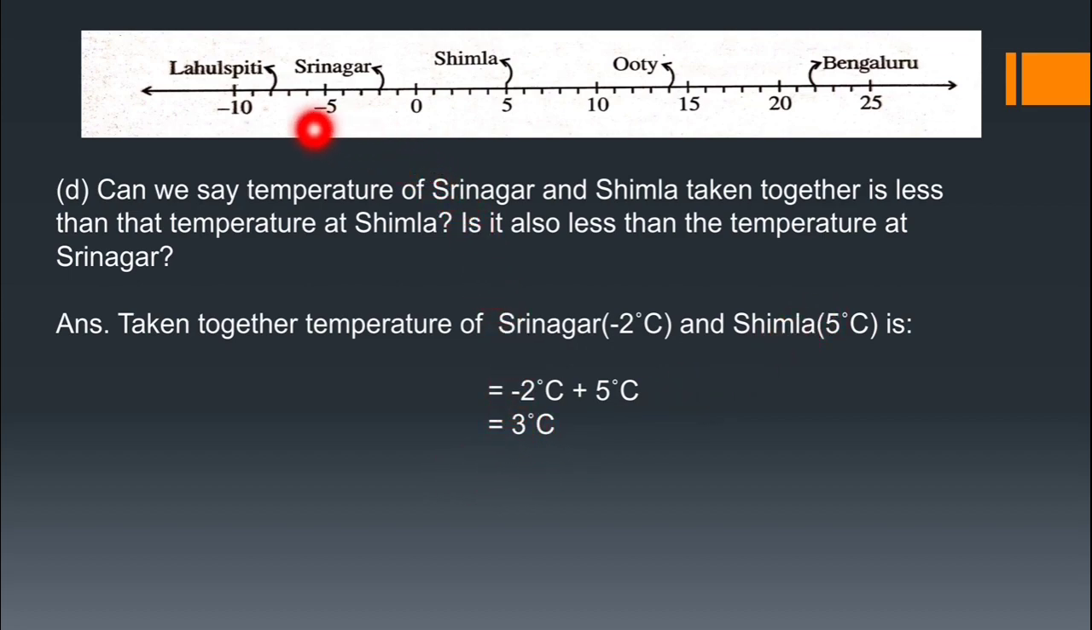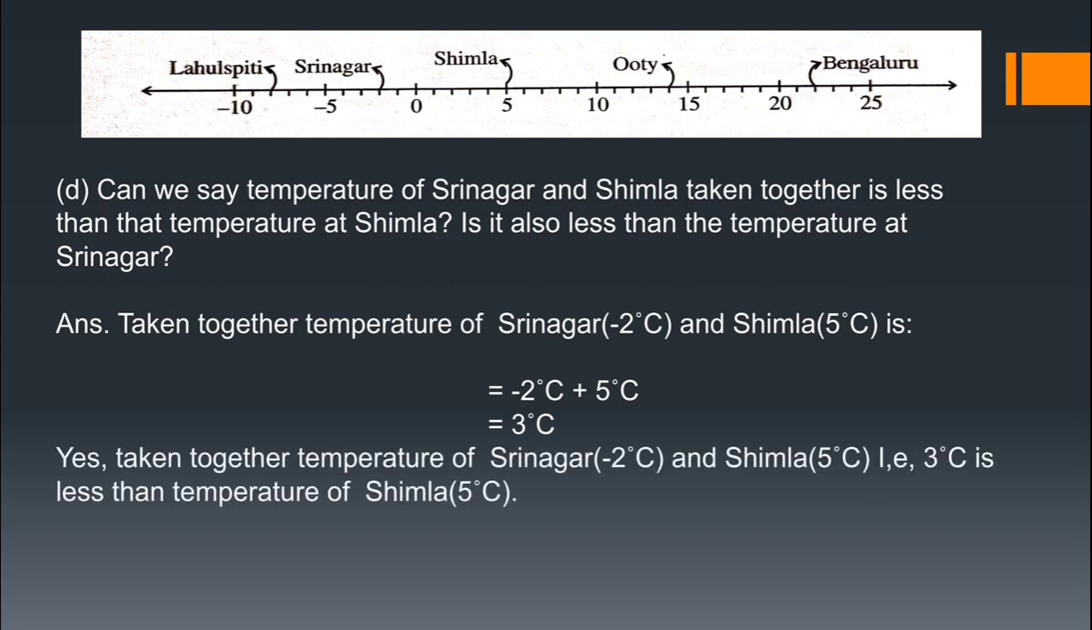Again from this number line we can see that temperature at Simla, that is it is 5 degree centigrade, and 5 degrees centigrade is more than 3 degrees centigrade. So it is clear that taken together temperature of Srinagar and Simla is less than temperature at Simla. So we can write yes, taken together temperature of Srinagar and Simla, that is 3 degrees centigrade, is less than temperature of Simla 5 degrees centigrade.